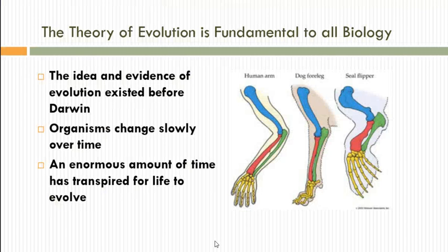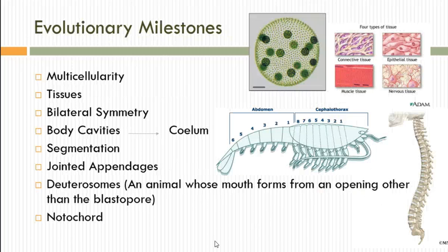We've talked about some of them, but it's very important to understand that the theory of evolution is fundamental to everything that we know about biology. The idea and evidence for evolution existed well before Darwin, but Darwin was the one to really solidify some of these ideas, and we'll get back to that later on when we talk about natural selection. But the bottom line is this. Geologic time and understanding geologic time is very important, because it takes billions of years for things to change, because organisms change slowly, and so it takes a long time for that to happen.